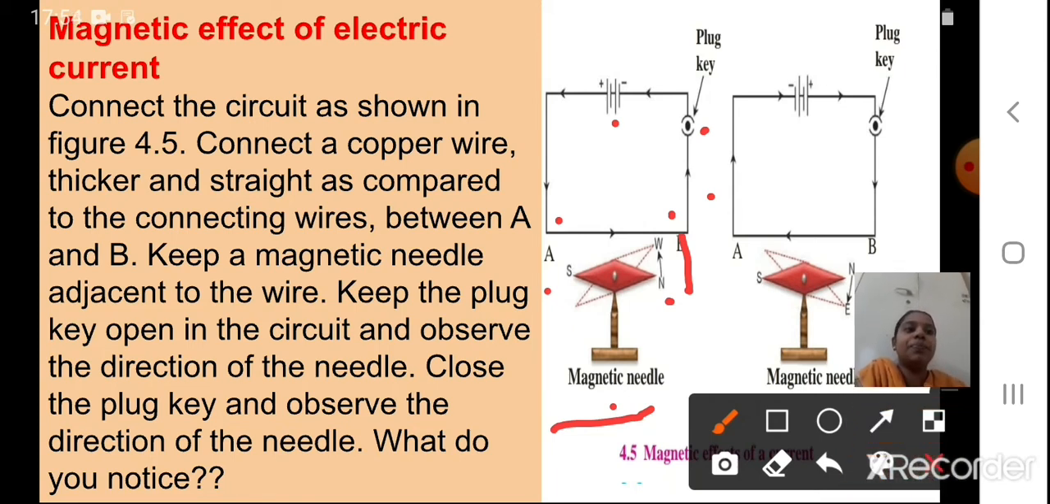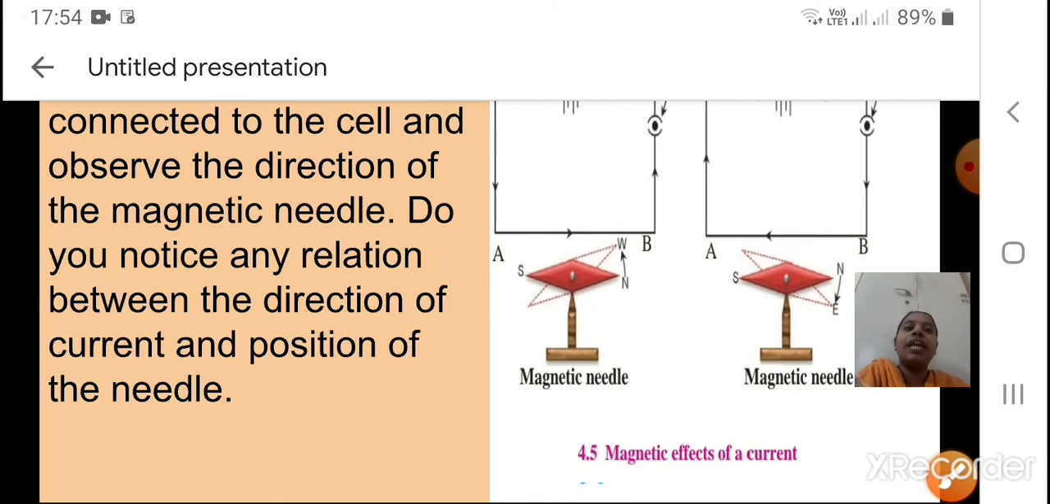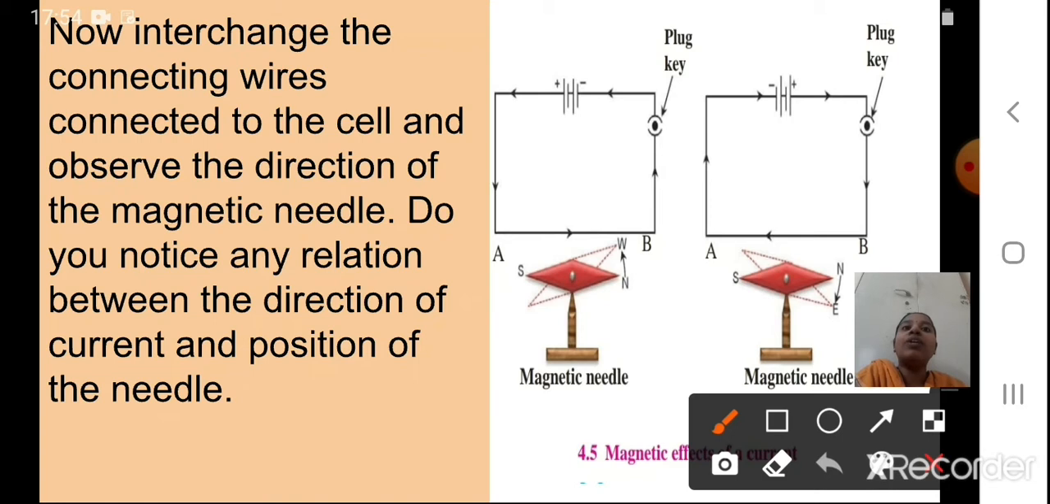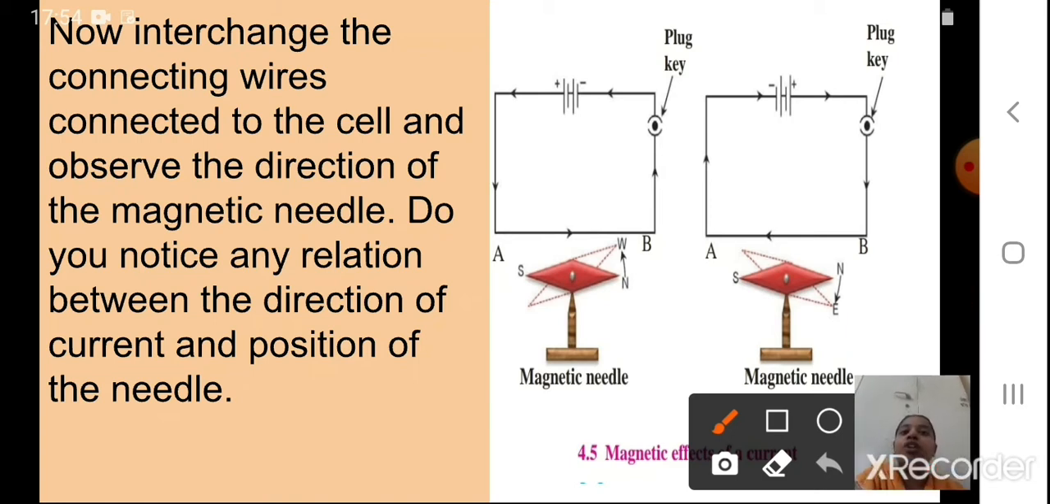Okay, we'll proceed. See here. Now we have to do something again. Now we will interchange the connecting wires, connect it to the cell and observe the direction of the magnetic needle. Do you notice any relation between the direction of the current and the position of the needle? So we will see whether we are having some change. Now can you see here the cell? This is my first connection. What is happening here?